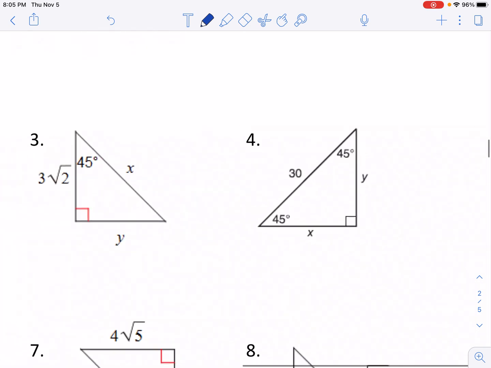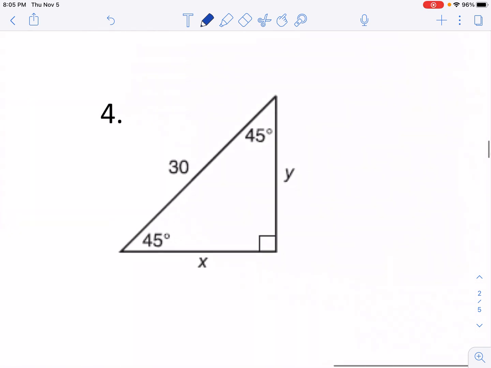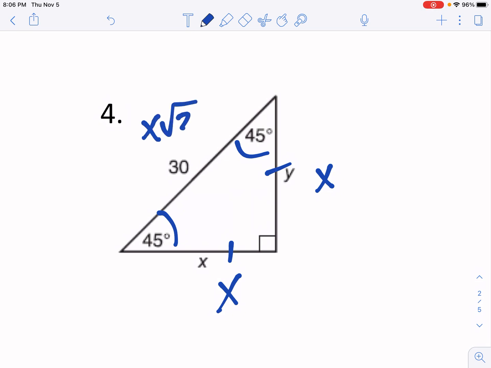Now, also be careful here. Sometimes you have to work backwards. So, for example, in number 4 here, this is a 45, 45, 90-degree right triangle. In other words, it's also an isosceles right triangle, okay? But in this case, it's almost like you have to think about it in terms of working backwards, okay? So remember, this side and this side should be the same, but this side should be x square root of 2, right? Well, do you see a square root of 2 and 30 here?